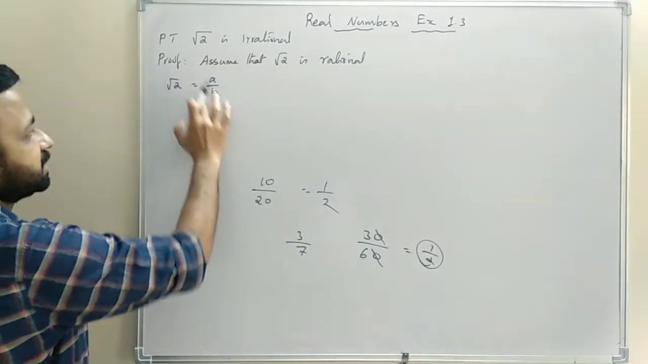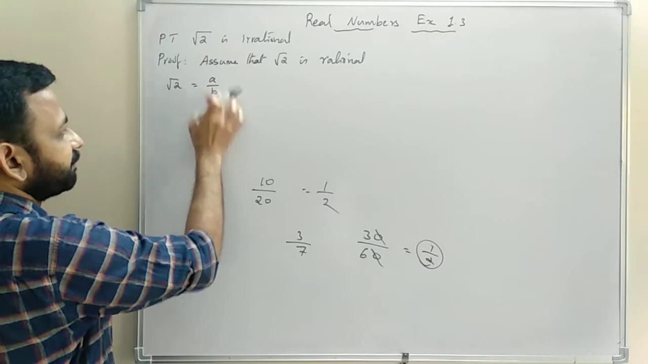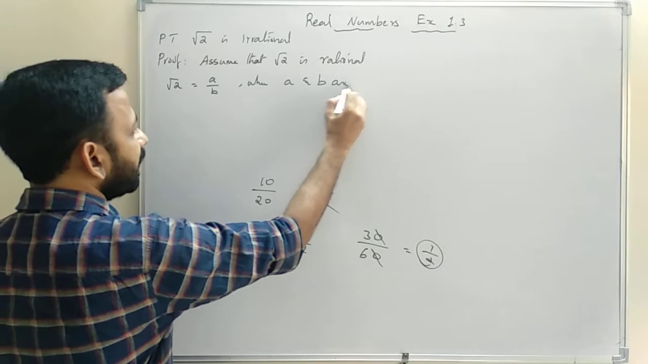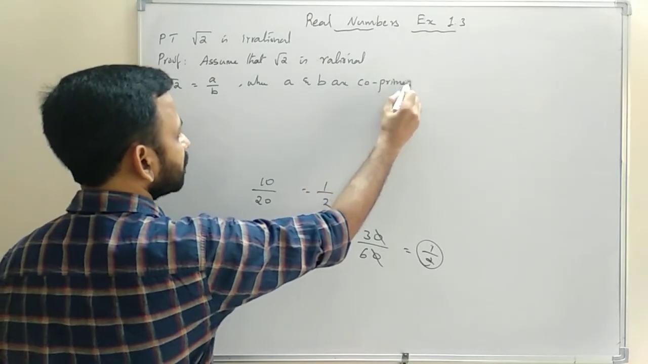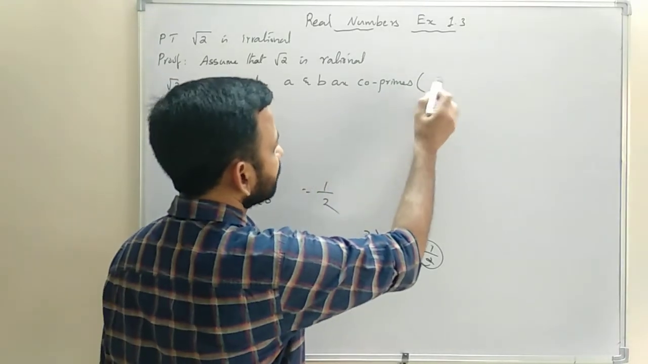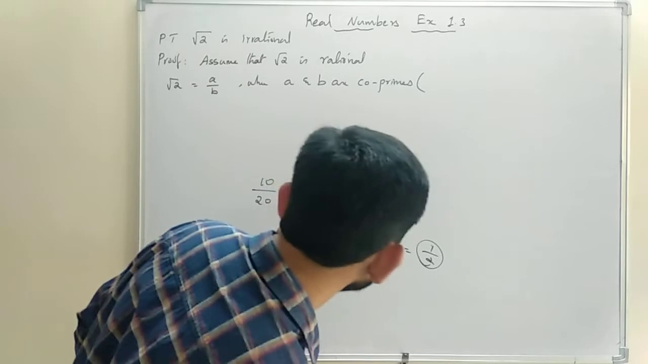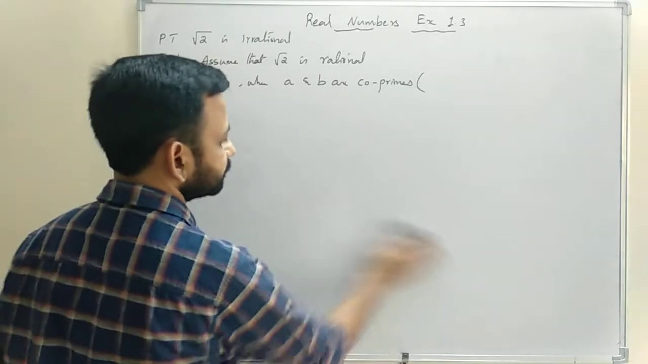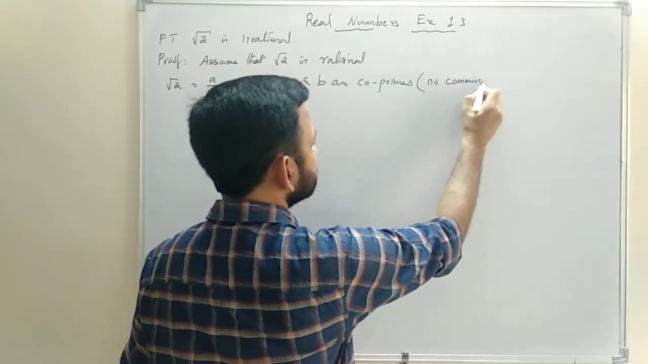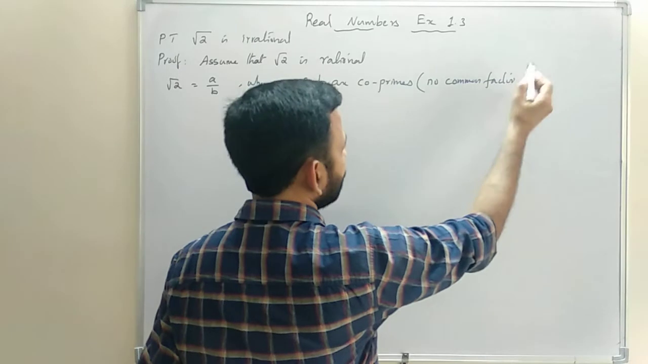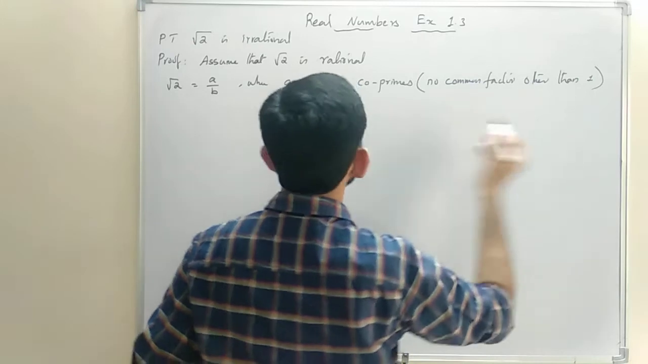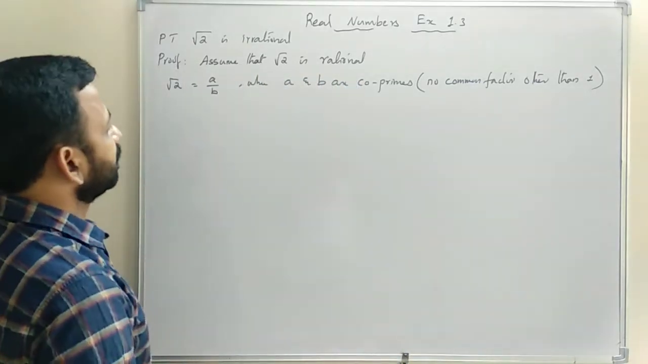Similarly, a by b is the simplified form. If a by b is the simplified form, then a and b are co-primes. Co-primes means no common factor other than 1. So 1 is the only common factor here, so they are co-primes. Then root 2 is equal to a by b.